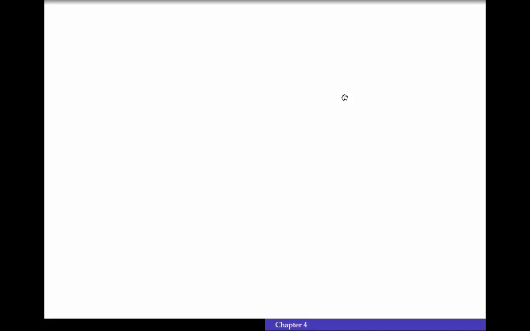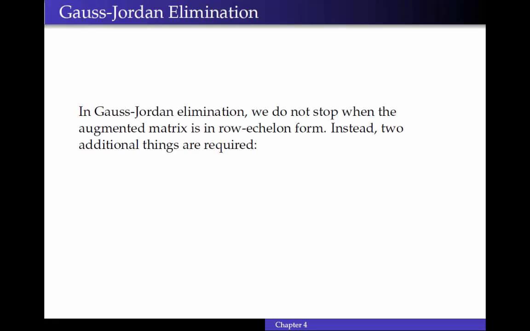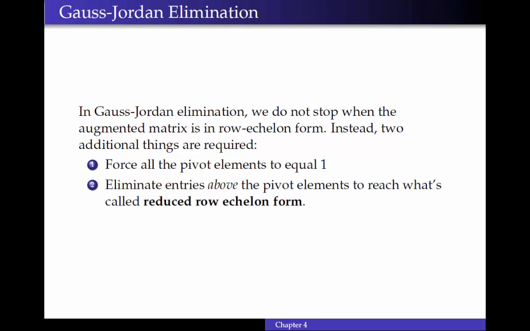Hi. In today's lecture, we move on to what's called Gauss-Jordan elimination. In Gauss-Jordan elimination, we don't stop when the augmented matrix is in row echelon form like we did with Gaussian elimination. Instead, we require two additional things. The first is that all of the pivot elements are going to be equal to 1. And the second is that we're going to eliminate entries above the pivot elements to reach what we're going to call reduced row echelon form.